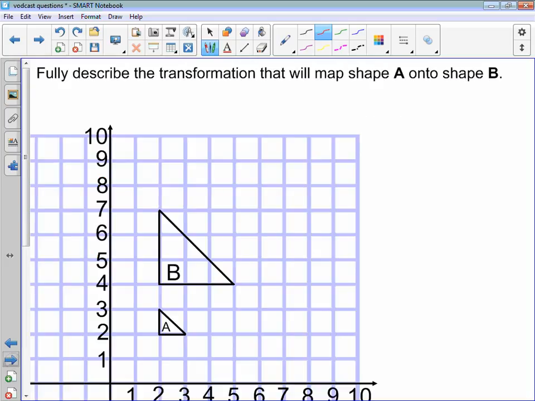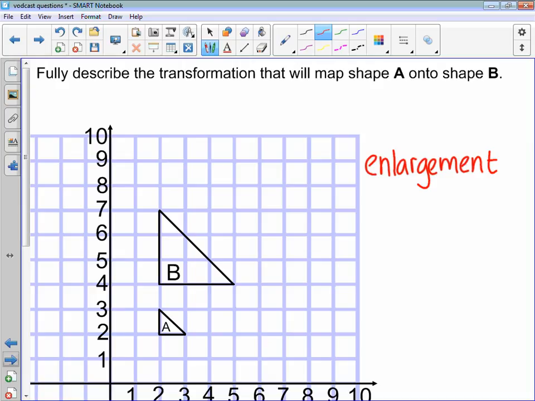Now let's look at an example. So here we have an example. We're asked to describe the transformation that will map shape A onto shape B. Now because shape B is bigger than shape A, we can say straight away it is an enlargement.